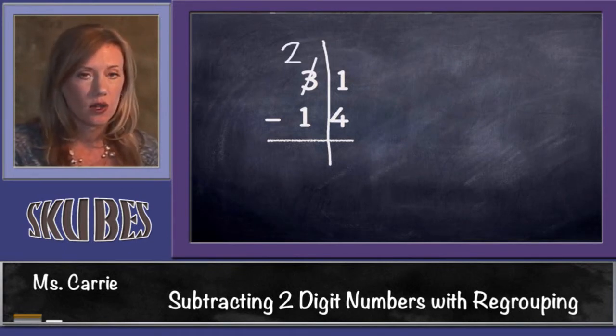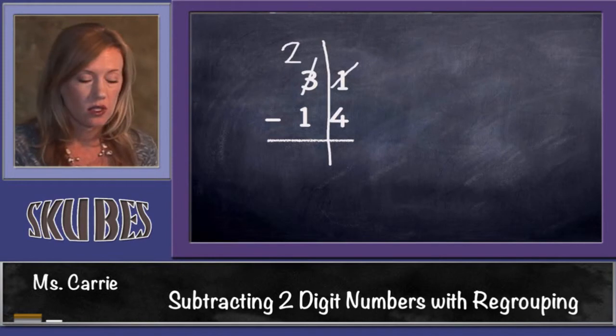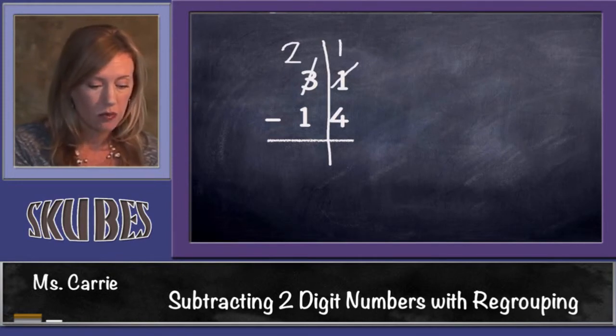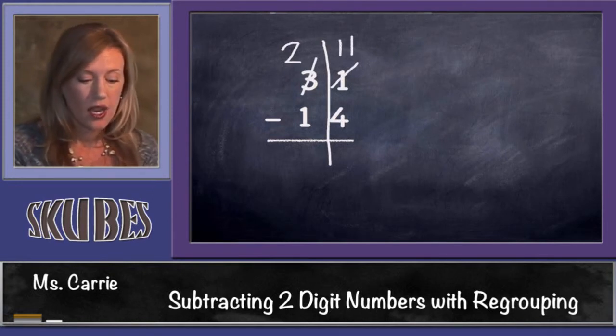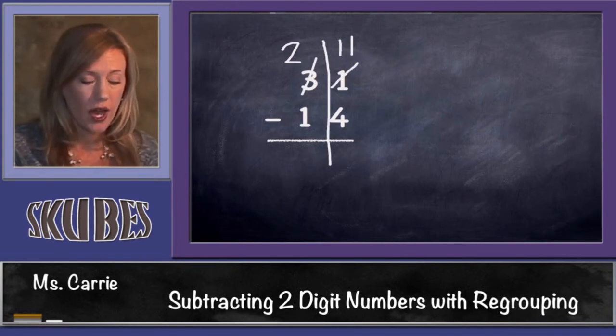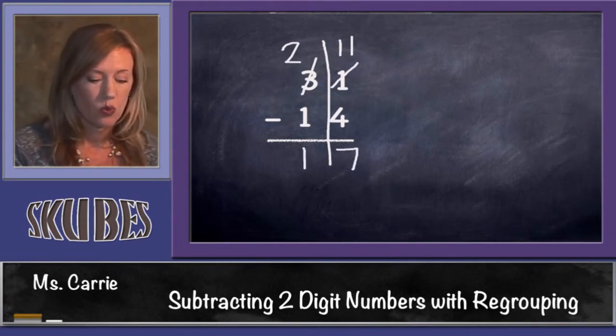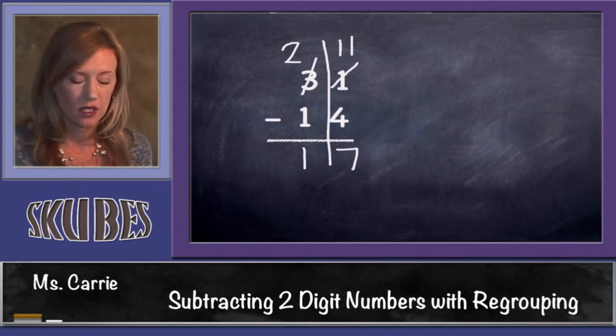You can't just take it away, you have to replace it on the other side. So I come over here, and I add those 10 ones to the 1, and now this becomes 11. Now I can subtract down because 11 is bigger than 4, I can subtract. We know that 11 minus 4 is 7, and 2 minus 1 is 1, so our answer is 17.